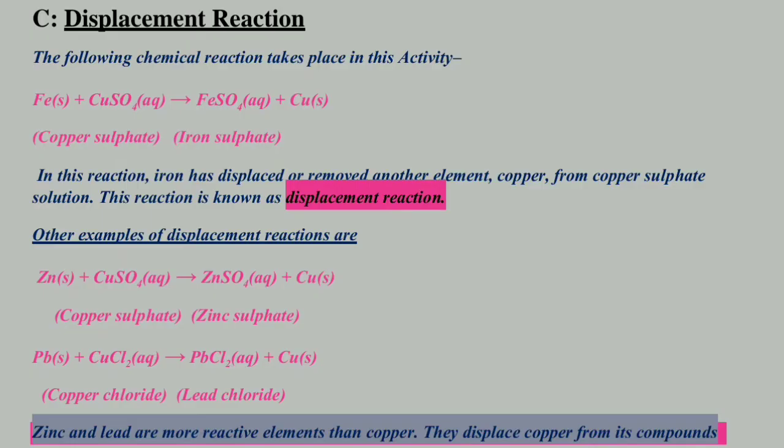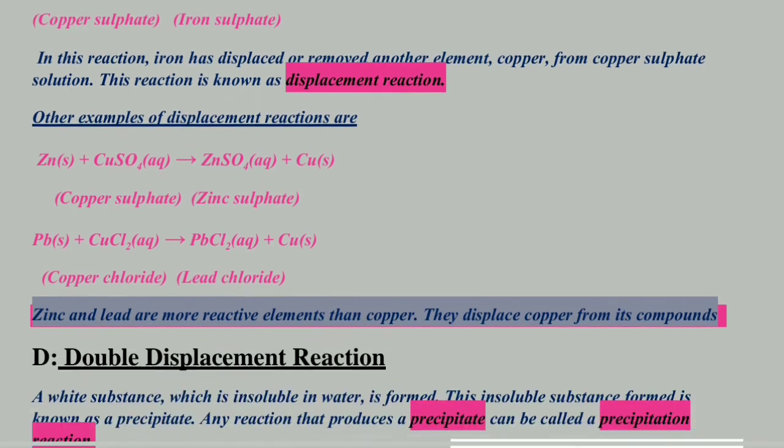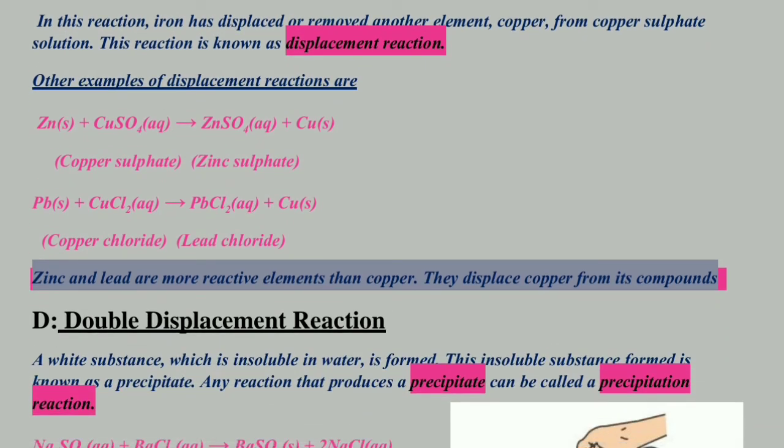Now the third one is the displacement reaction. The following chemical reactions take place in this activity. The first one is Fe in the solid state plus CuSO4 in the aqueous state makes FeSO4 plus Cu. So the copper sulfate will be converted into iron sulfate. There is another example, Pb plus CuCl2 makes PbCl2 plus Cu. In this reaction, copper chloride is converted into lead chloride and copper is formed in the solid form.